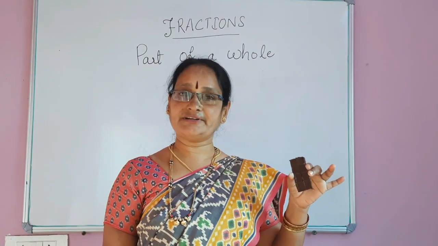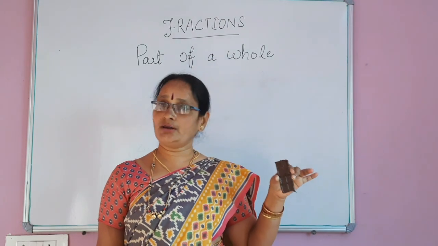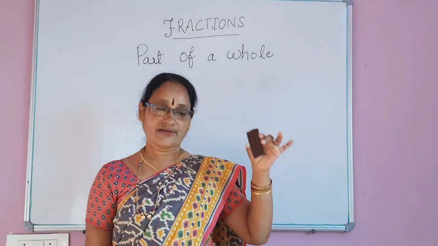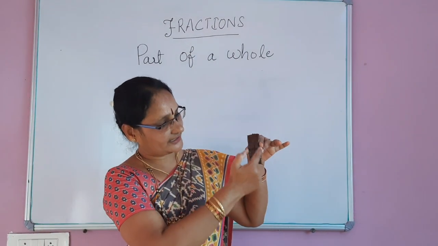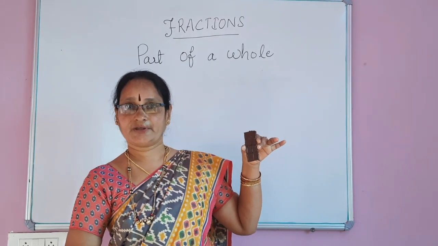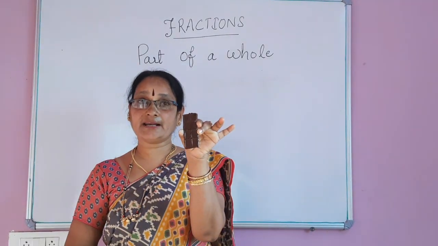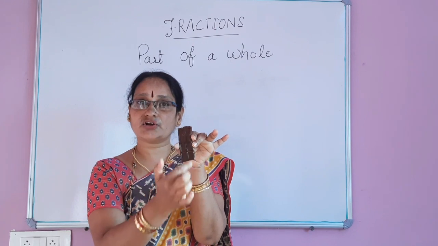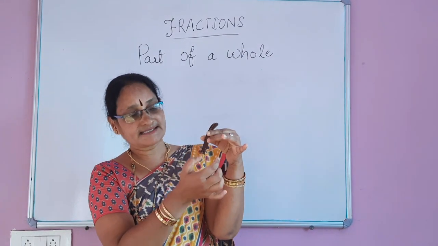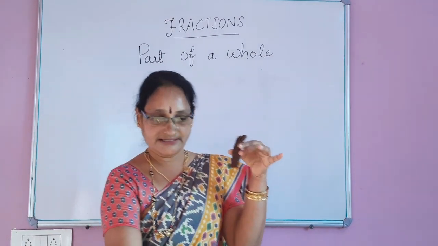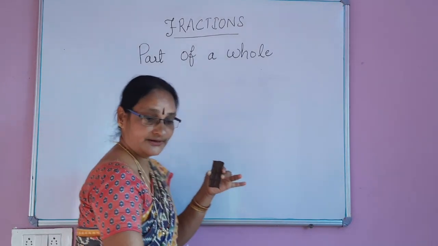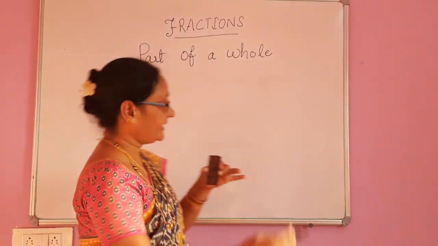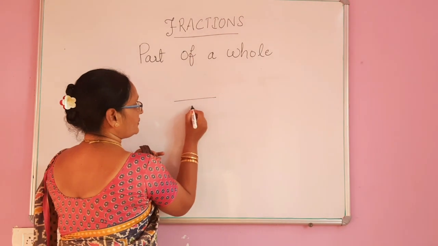Now one more activity I will show you. I think you all like chocolates, no? Now see here, in this chocolate there are 8 parts. How many parts are there? There are 8 parts in this chocolate. Now I will take one part. Totally how many parts are there? There are 8 parts in the chocolate.